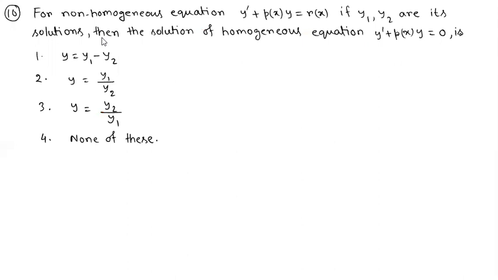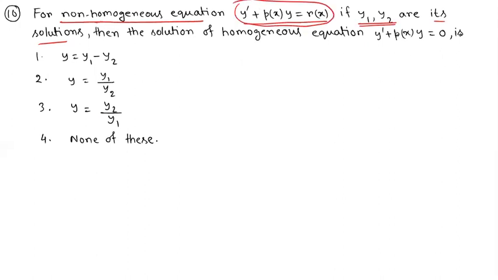For the non-homogeneous equation y' plus p(x) y equals r(x), if y1 and y2 are solutions of this non-homogeneous equation, then the solution of the homogeneous equation y' plus p(x) y equals 0 is. Four options are given. You have to find out the solution of this homogeneous equation.